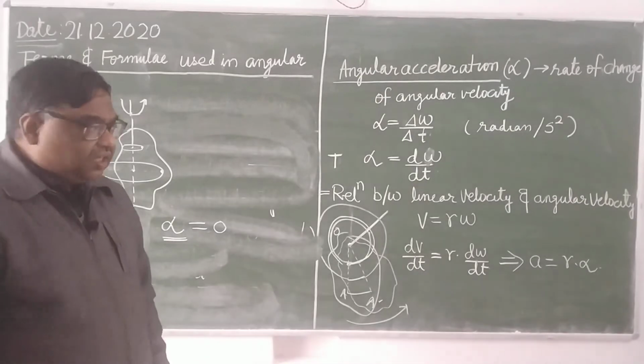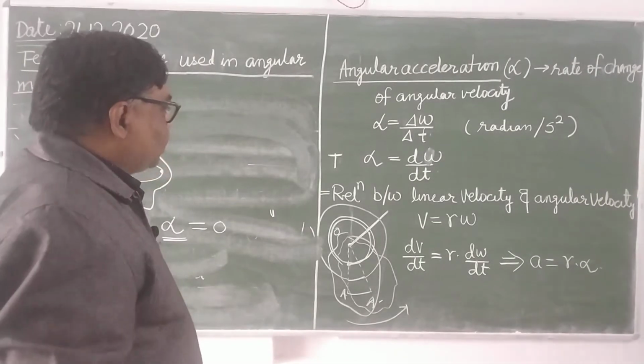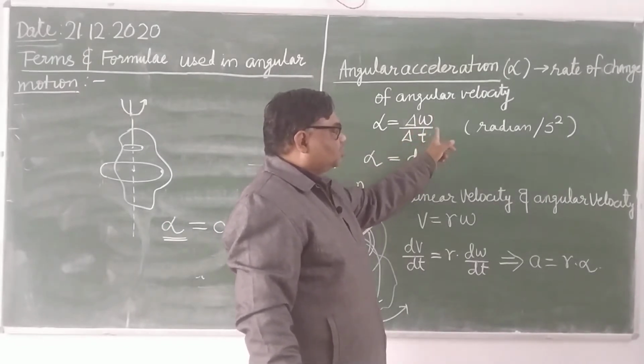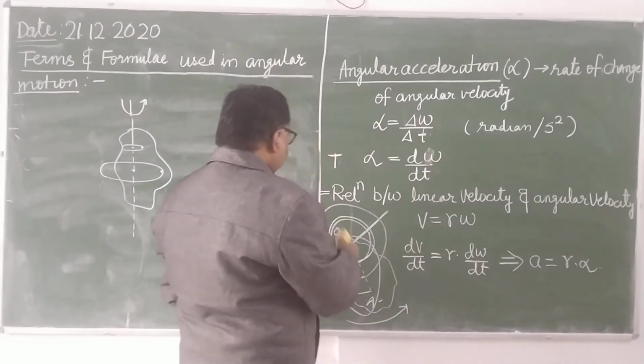So you can see here, what is the unit of angular acceleration? It is radian per second divided by second, so it will be radian per second square.